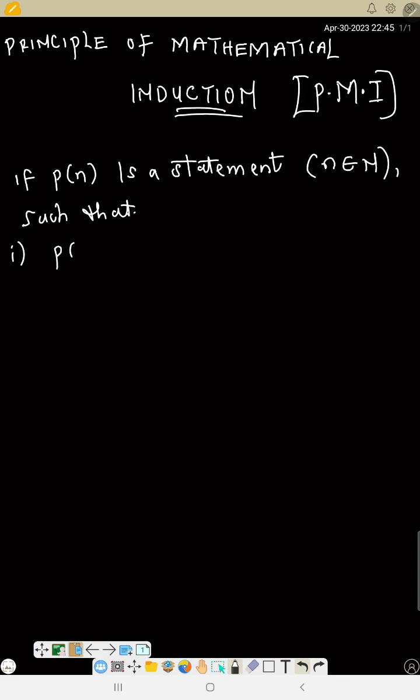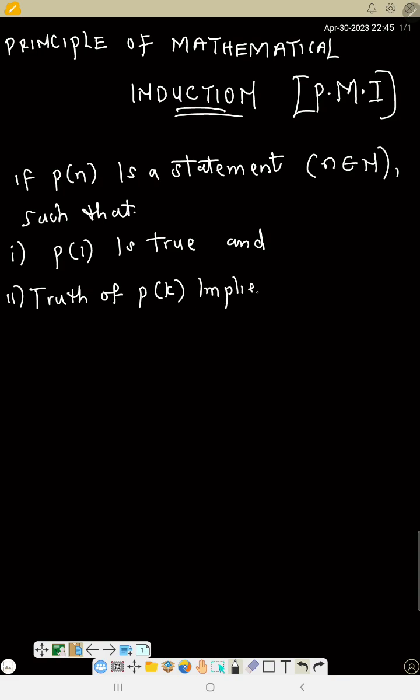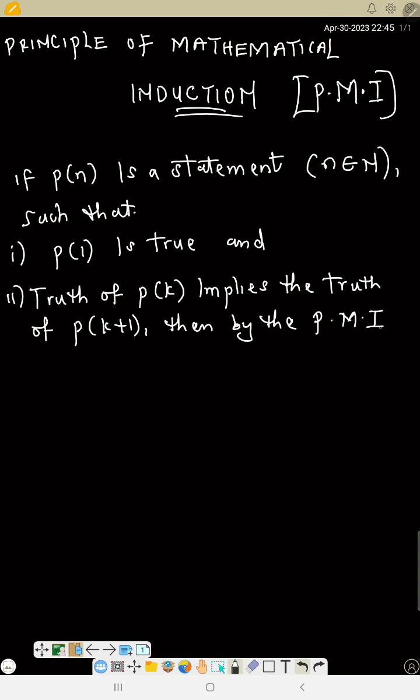One, P1 is true, and 2, truth of Pk implies the truth of Pk plus 1, then by the principle of mathematical induction P.M.I, Pn is true for all n is a member of natural number.